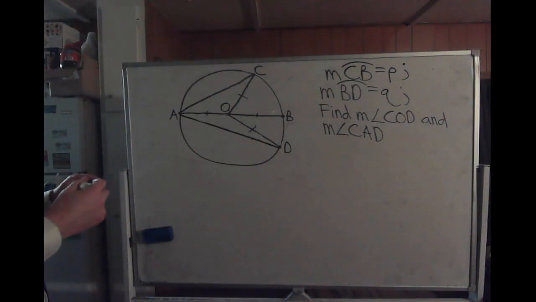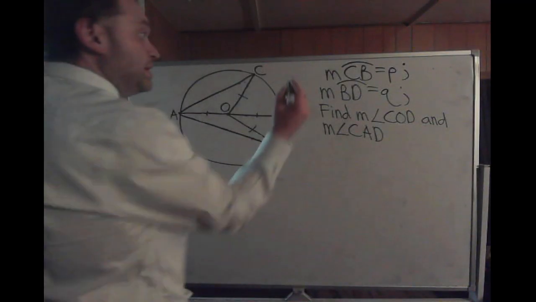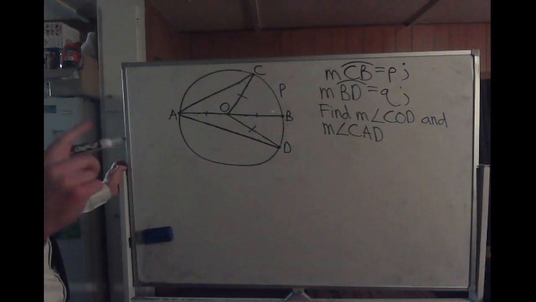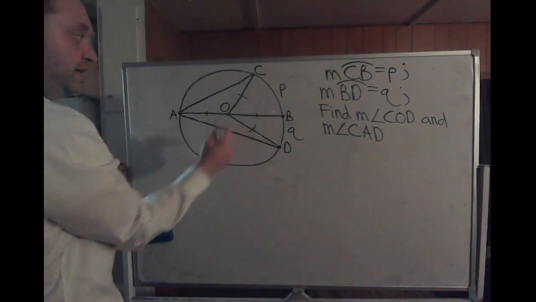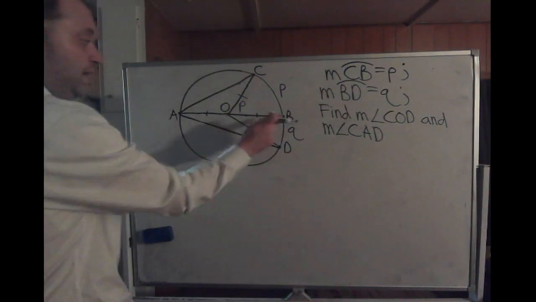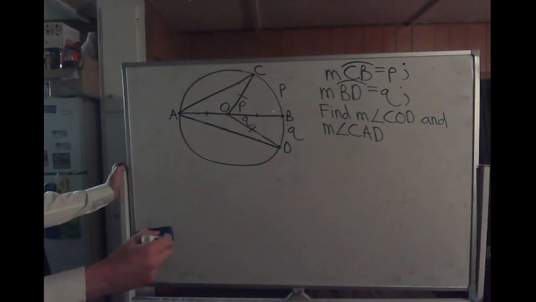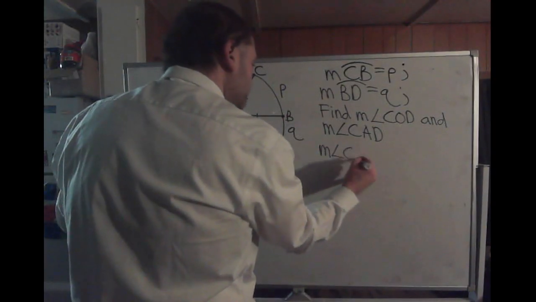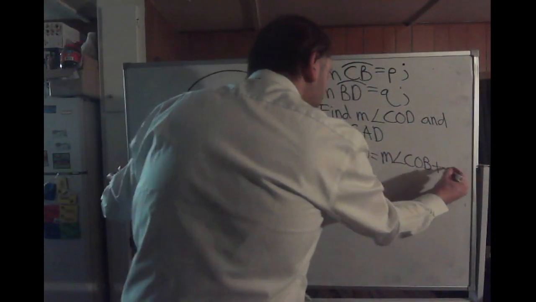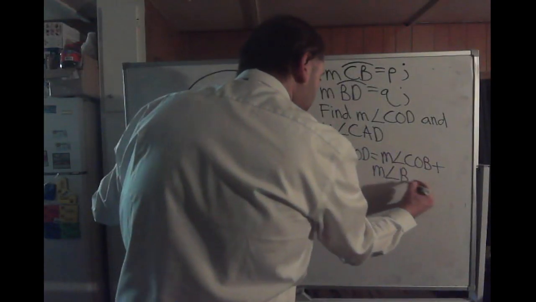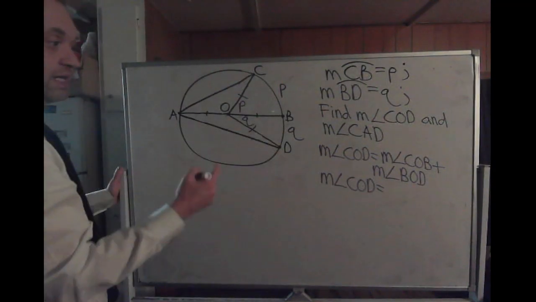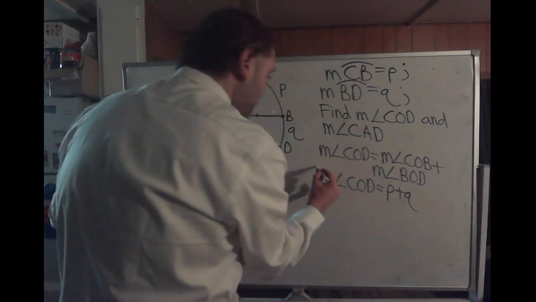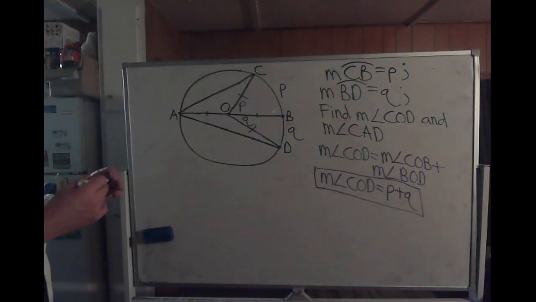So this is an algebra problem. So the measure of arc CB, start with what we know, is P. The measure of arc BD is Q, which means each central angle, COB, would have to have also a measure of P, and angle BOD, that central angle, would have to have a measure of Q. So the measure of angle COD is equal to the measure of angle COB plus the measure of angle BOD, which means, in other words, the measure of angle COD is simply going to be equal to P plus Q. That's as far as we can go for that. The measure of angle COD is equal to P plus Q.